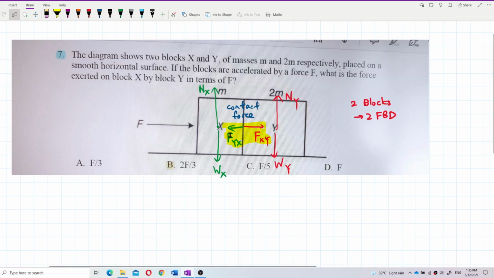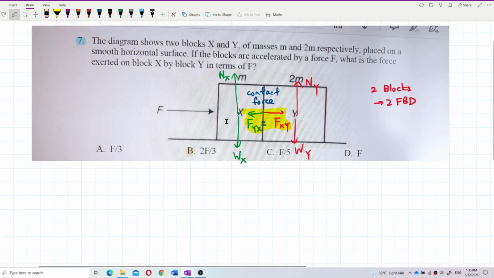They are equal to each other but opposite in direction. You can say there is a negative, but never mind, no need to write the negative. They are equal to each other, the contact forces.